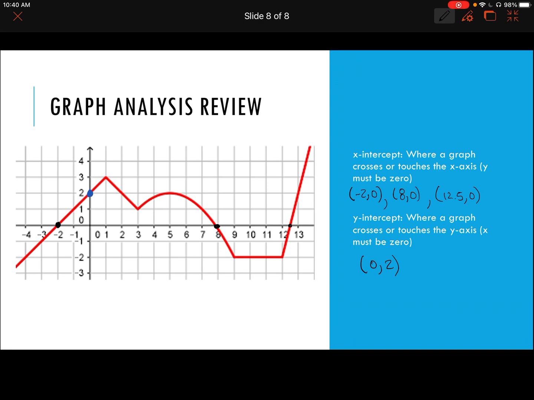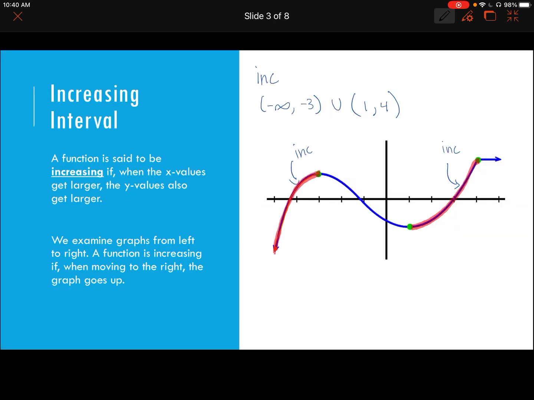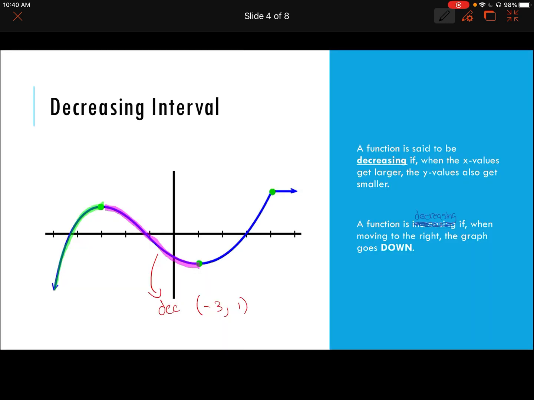All right, so that's going to conclude our video on increasing and decreasing intervals. Quick review. A function is increasing if when we go from left to right, the graph is going up. A function is decreasing if when we go from left to right, the function is going down.